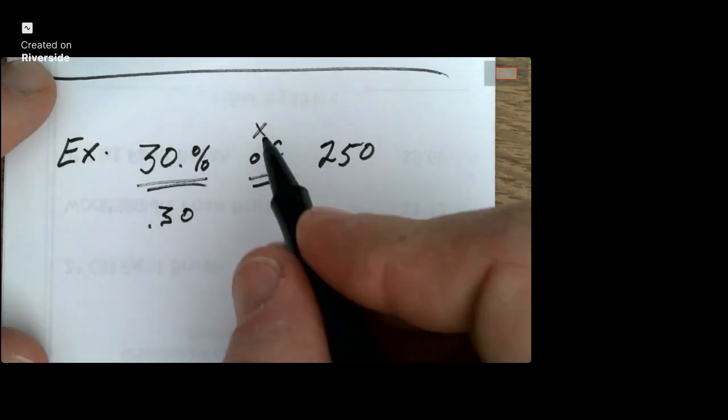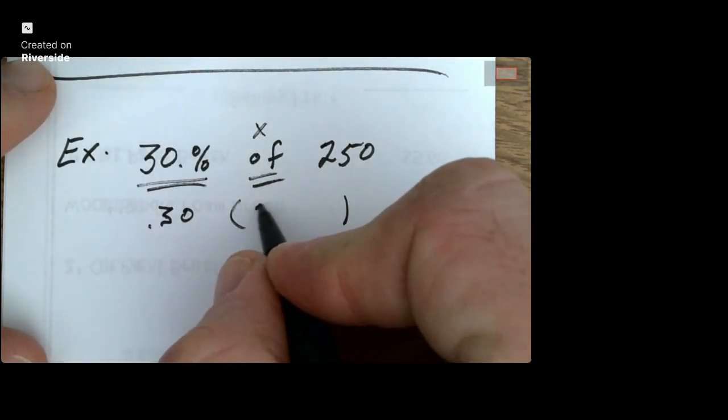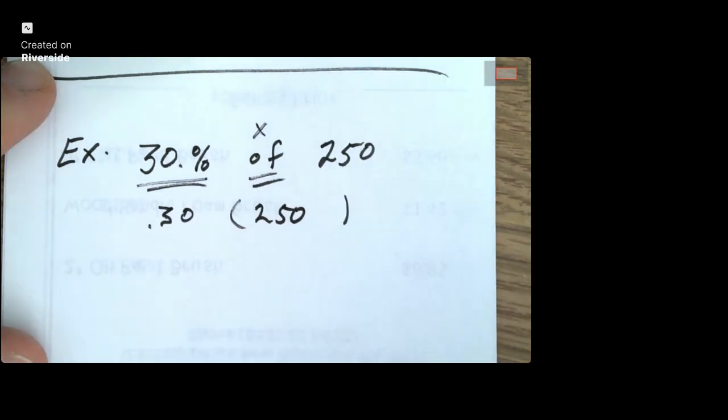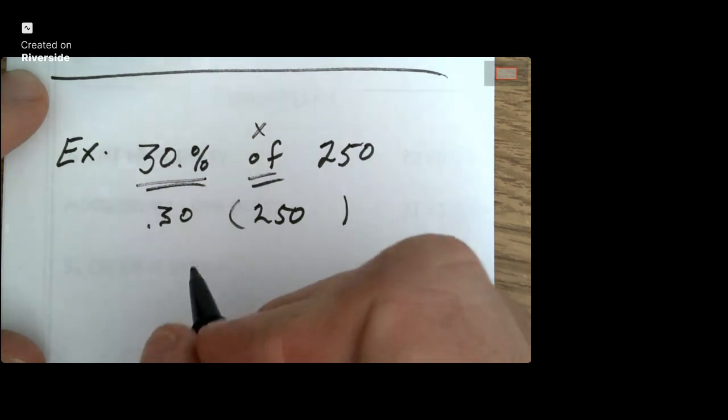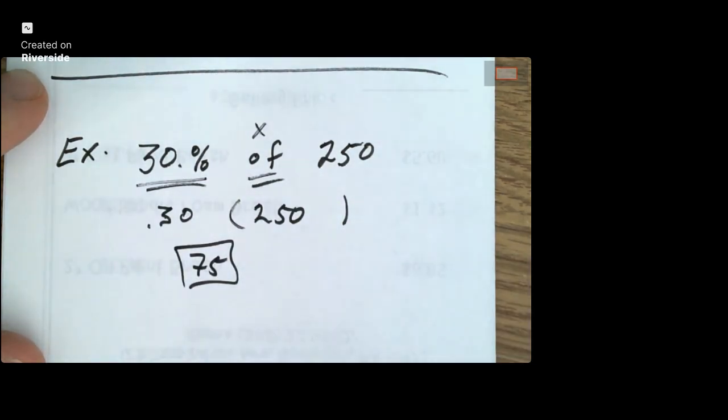I'll just leave it 0.30 times, I'll just use grouping symbols, times 250. And there's the calculation right there. So basically all we're doing is taking 0.3 times 250, and that gives us the number 75. So there's our answer. So 75 is 30% of 250.